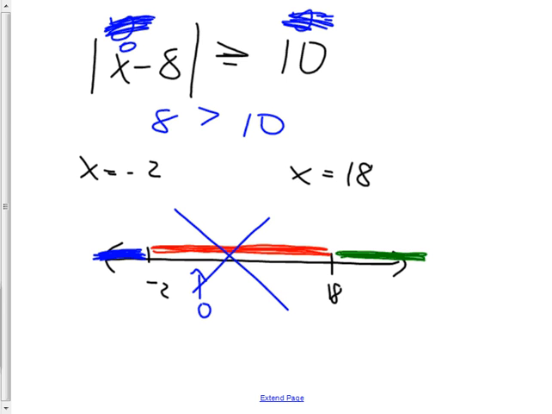So now I'm going to try another spot. I can pick anything bigger than 18 and see if that works, like maybe 20. Okay, so I'm going to try 20 and see if it works. And if it works, then I'll know everything in there works. So I'm going to try 20. 20 minus 8, what's that? 12.